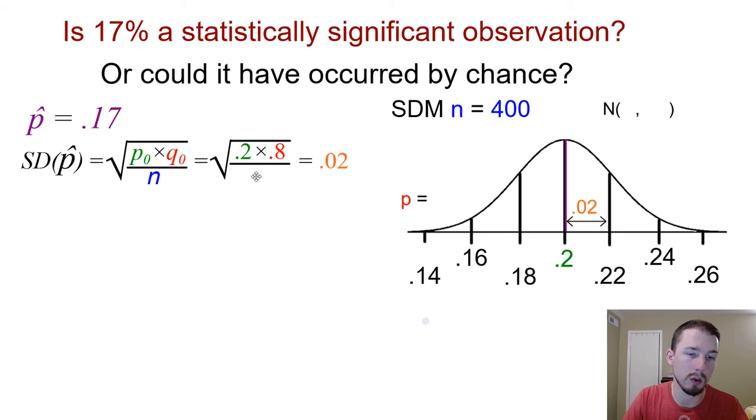Then our sample size, of course, is 400. Whenever we put this in the calculator and take the square root, we get a standard deviation for our sampling distribution model of 2%. So it's centered at 20% with a standard deviation of 2%. So I can fill in all these values.